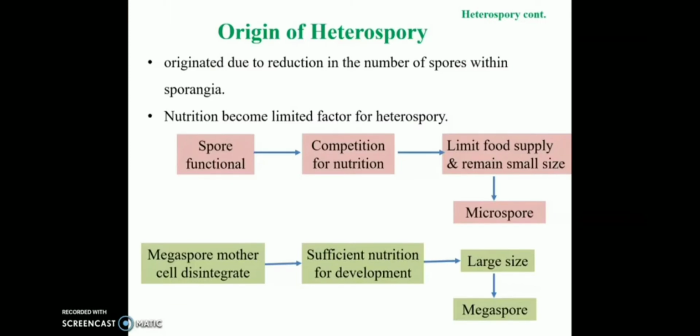The origin of heterospory is due to the reduction in the number of spores within the sporangia. When nutrition becomes a limiting factor, the spores compete for nutrition, and there will be a limited food supply for the microspores. In megaspores, the mother cells disintegrate, so the functional spore gets sufficient nutrition for development, and it will be of a larger size.